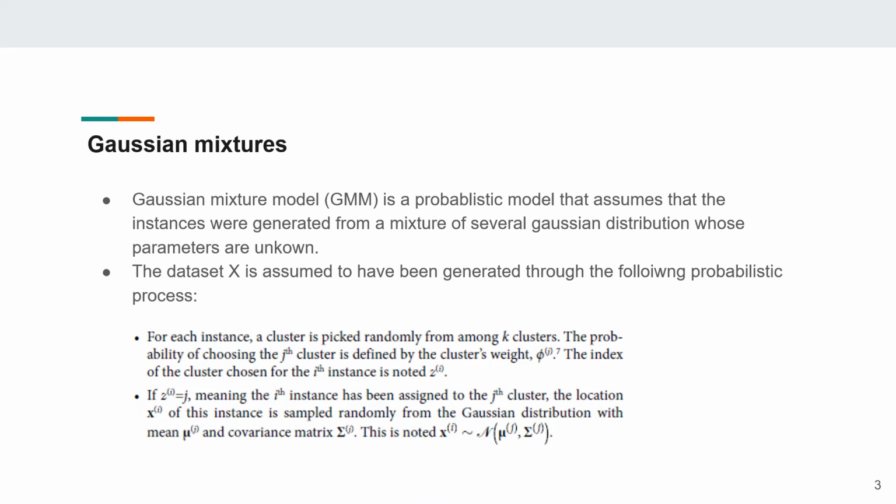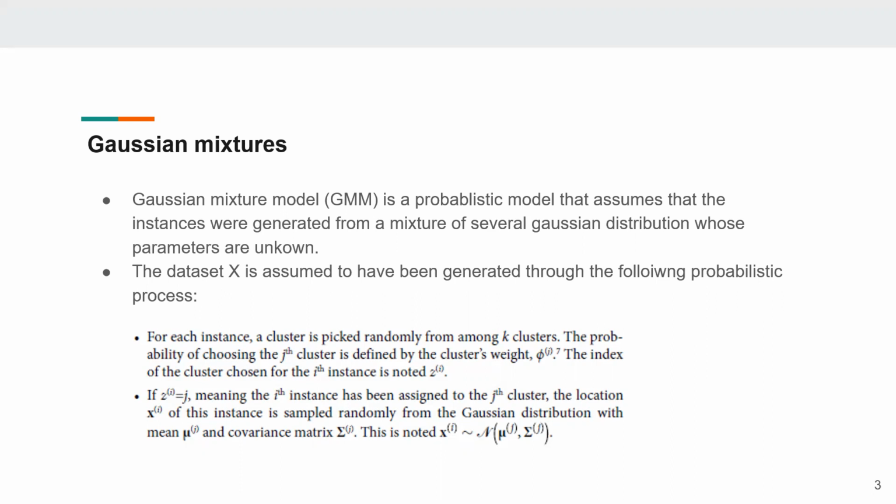Let's look at the algorithm. For each instance, a cluster is picked randomly from among k clusters, and the probability of choosing the jth cluster is defined by the cluster's weight, phi j. The index of the cluster chosen for the ith instance is called zi. So if zi equals j, it essentially says that the ith instance has been assigned to the jth cluster, a specific cluster.